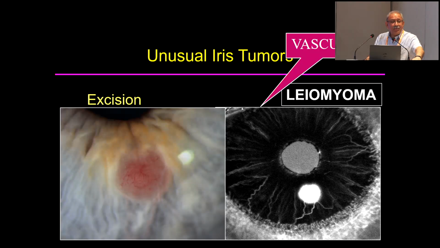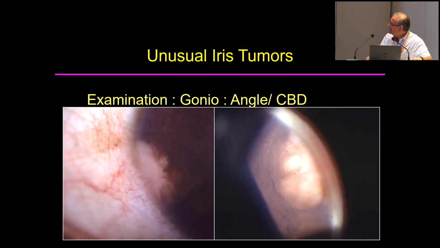It was a leiomyoma. So why vascular? Well, it's arising from the smooth muscles of the iris vessels. So iris vessels have arterioles, and arterioles have muscle, and it's arising from that muscle. And because it's arising from the muscle of the vessel, it's vascular. But it's not a vascular tumor by itself. It was excised, and we have a beautiful case.